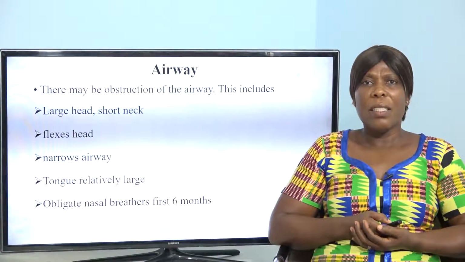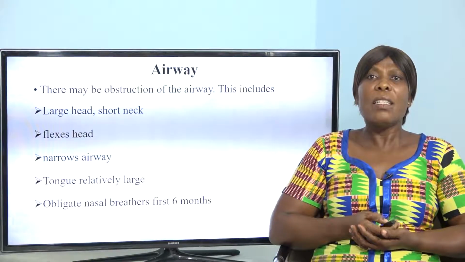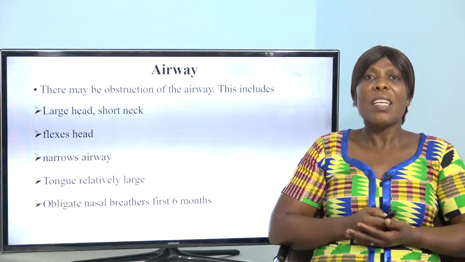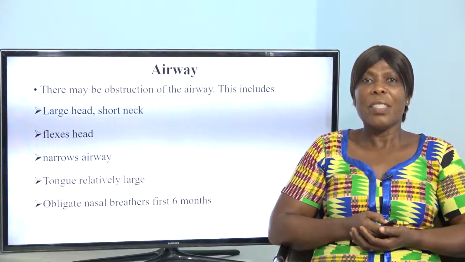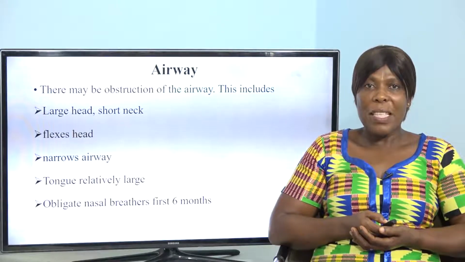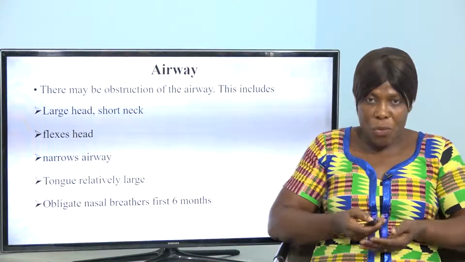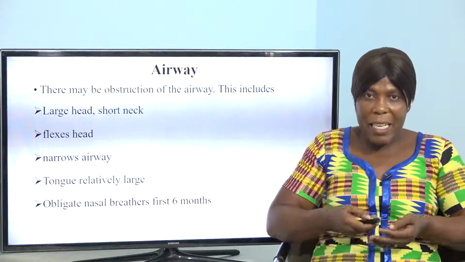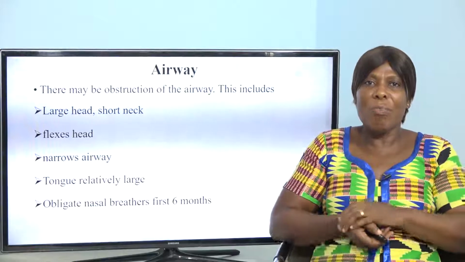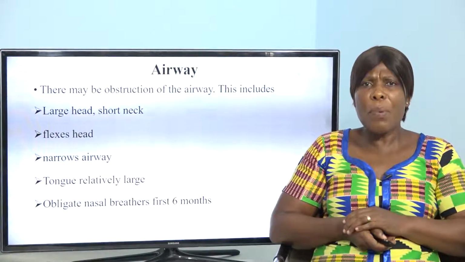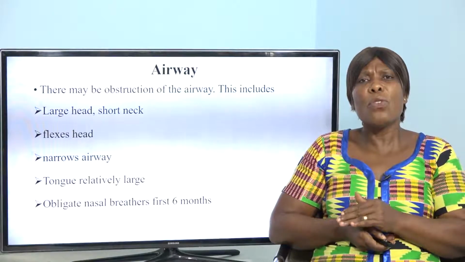Airway. There may be an obstruction of the airway, and this obstruction could be due to what? Large head, or small or short neck. Some of them may be due to flexing of the head. You know, when the baby flexes the head, as with the posture in utero, it obstructs the airway, the trachea, and everything. The baby cannot breathe. And then naturally, some people also have a narrowed airway.